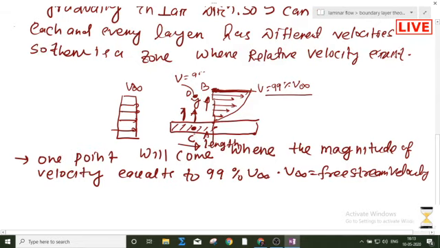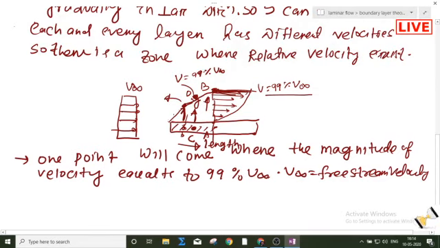Suppose at this point C, I got a point where the velocity is equal to 99% of the free stream velocity. Again I moved to this point D in the perpendicular direction, and again I found a point where the velocity of this particle equals 99% of the free stream velocity. Now what did I find? There is a locus of points. So this point, this point, this point. Now if I join all these points, I get a line.